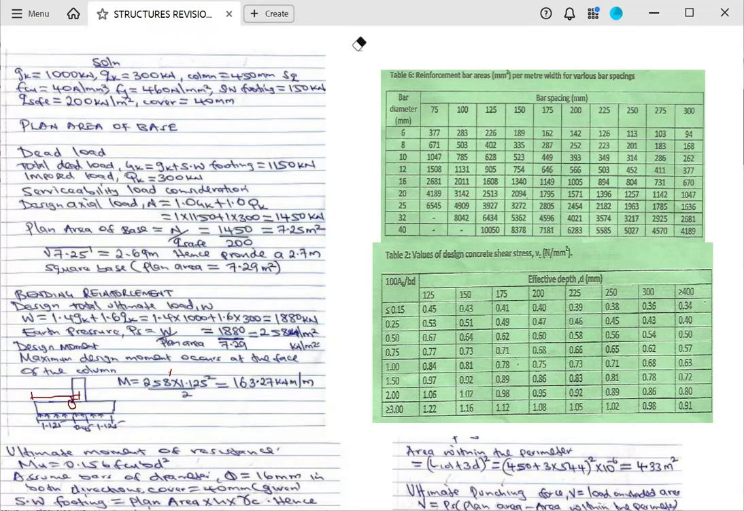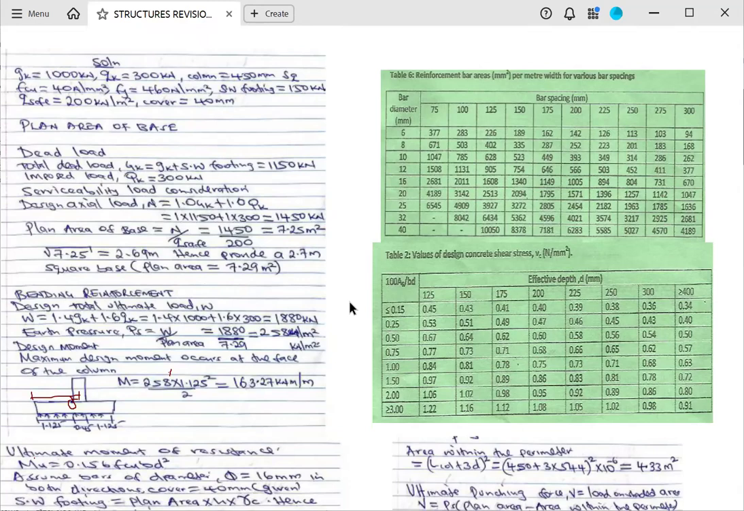Something to let you know is that we normally design our footing the same way we design our slab. That is why you see now we are ending up with a moment in kilonewton meter per meter.